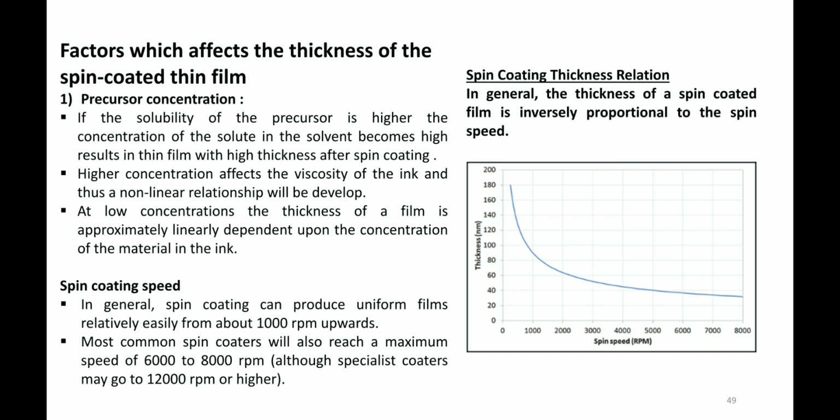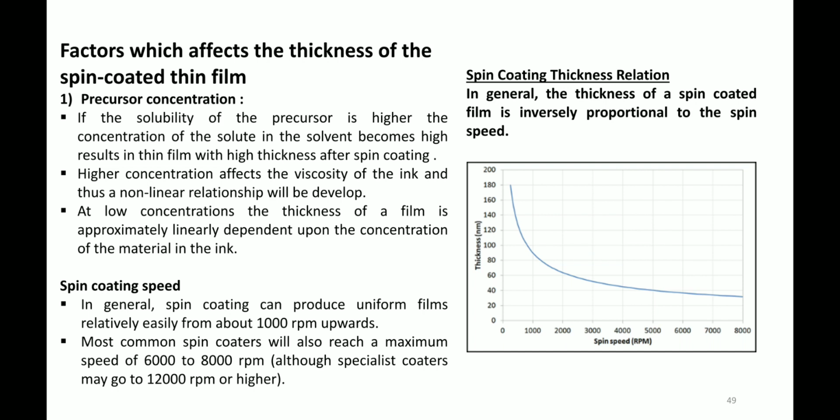Second, again easy to understand, is the spin coating speed. Here you can see that the spin coating speed shows a non-linear relationship. In general, spin coating can produce uniform films relatively easily from about 1000 rpm upwards. Below 1000 rpm the quality of the film will not be good, but at 1000 rpm the thickness of the thin film is high. As you increase the speed from 2000, 3000, 4000, the thickness goes down. But once you go above a certain rpm like 6000 or 7000 rpm, there is not much change in the thickness of the thin film.